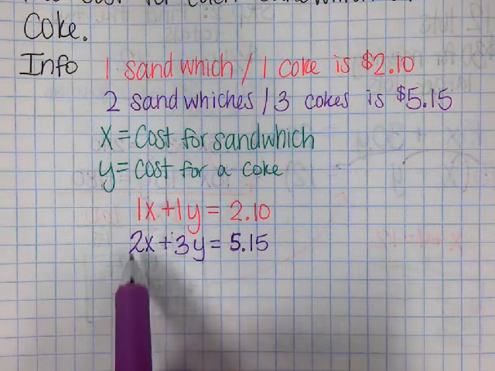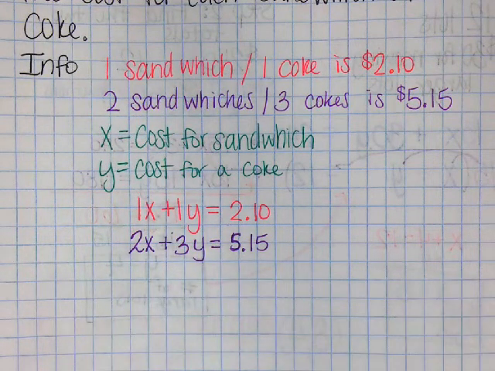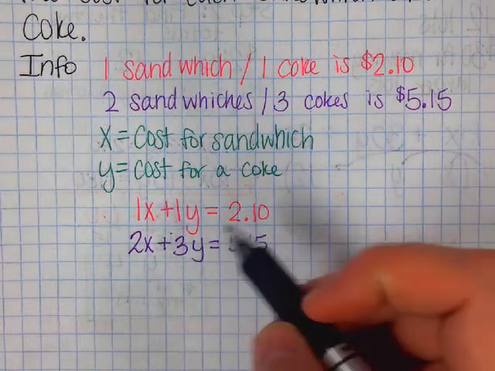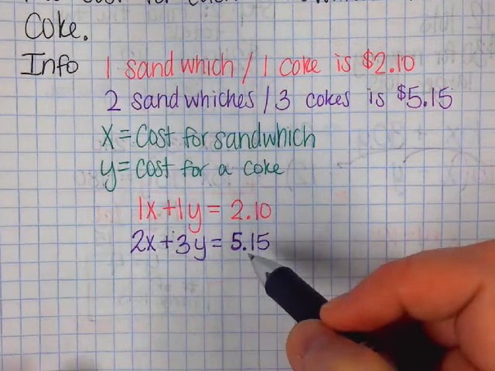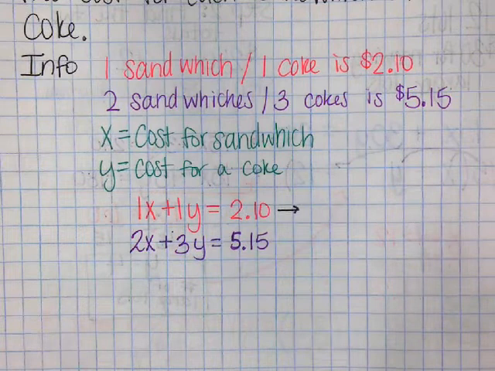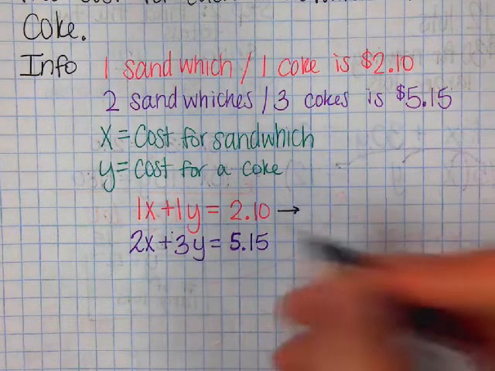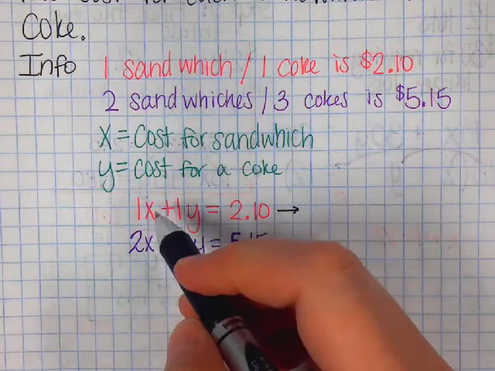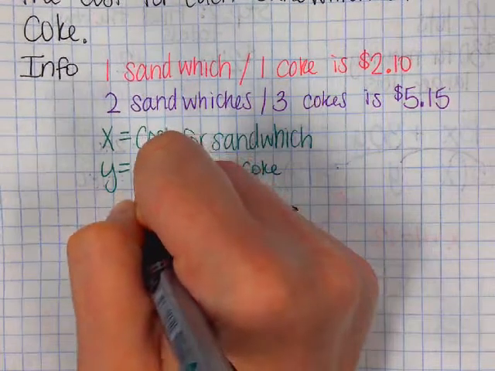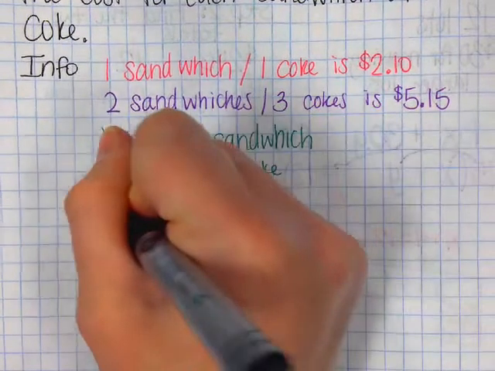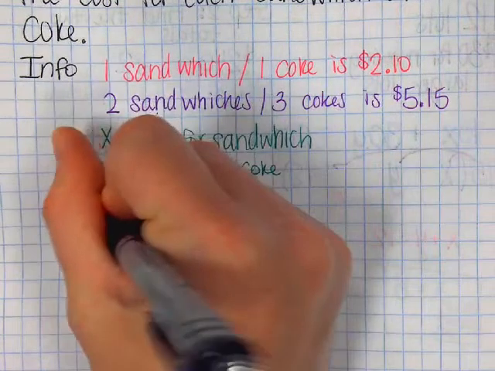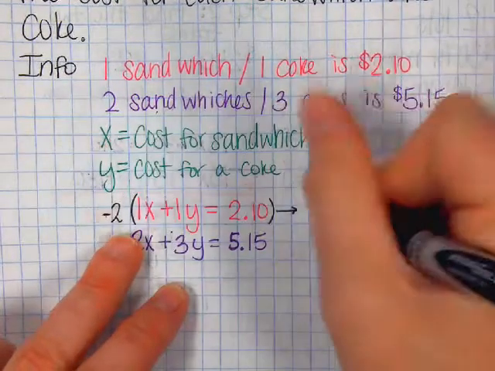Okay, so 1 sandwich plus 1 Coke equals 2.10. 2 sandwiches plus 3 Cokes equals 5.15. Now I need to either do substitution, do elimination, or solve for y. I'm going to do elimination again. I need to multiply one of the equations so that it cancels. I'm going to do this top one, and I need to either cancel with 2 or cancel with 3. Again, I like choosing the smaller number, so I'm going to multiply by 2. But since this one's positive, I need this one to be negative, so I need to multiply by a -2.